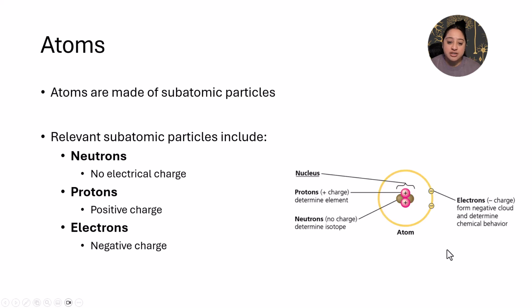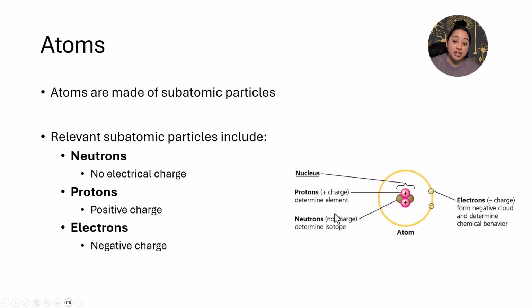Again, protons are positive, electrons are negative, and neutrons are neutral. All these charges add up, so a positive and a negative cancel each other out, and neutrons don't have a charge. So overall, an atom is neutral. And the things that make each element unique are the atoms.